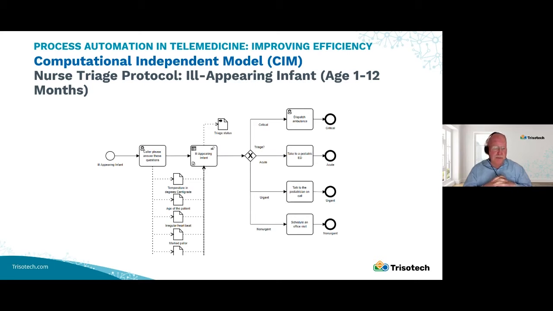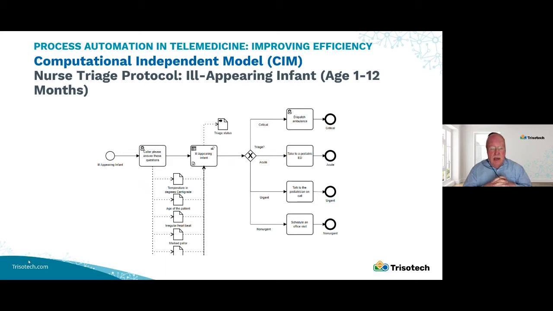So when we take the model that we previously showed and diagram it in BPM Plus type modeling notations, this is an example of what you basically see, where on the left you have a small circle which indicates the entry point, and the trigger is an ill-appearing infant. You go then to a data collection stage where the caller provides the information as outlined in the protocol. Once the data is available, then this is summated in a DMN model, which basically classifies the patient as critical, urgent, acute, or non-urgent.